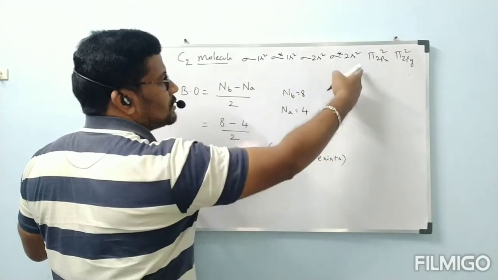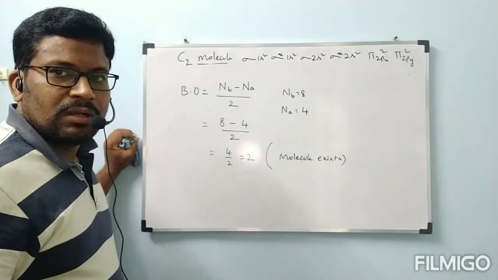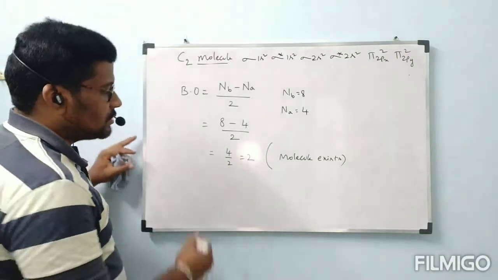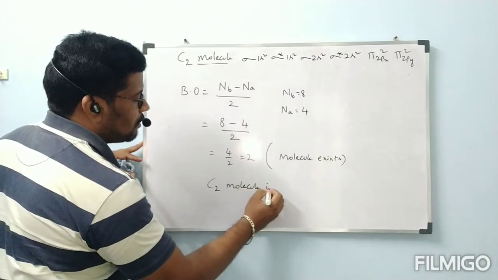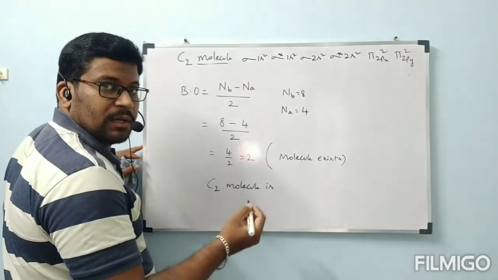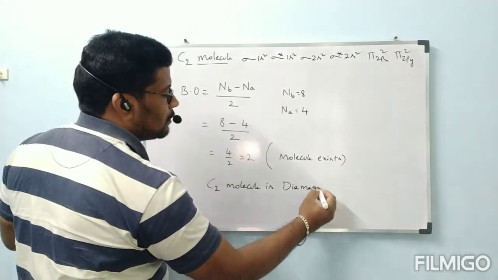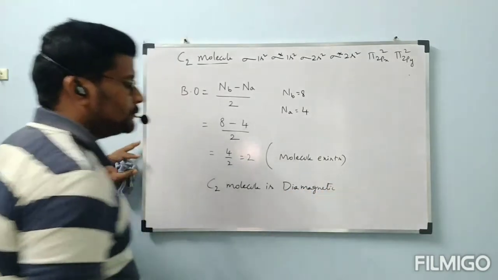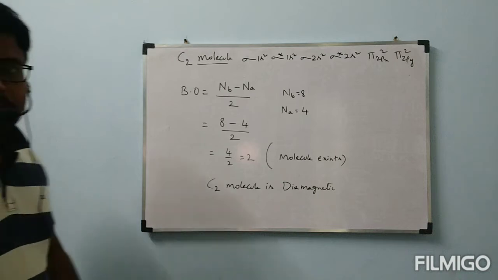While we are writing the electronic configuration or diagrammatic representation, did we see any unpaired electron? No unpaired electron is present. So the C2 molecule is diamagnetic. This is the information about the C2 molecule.